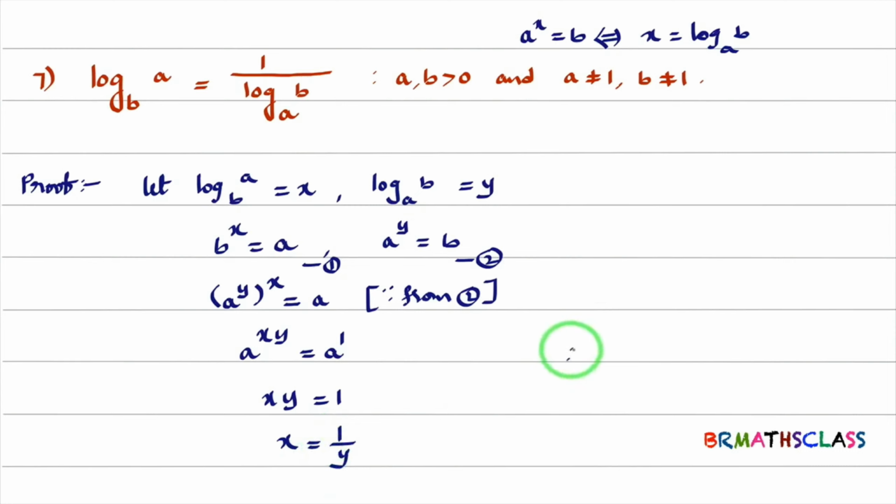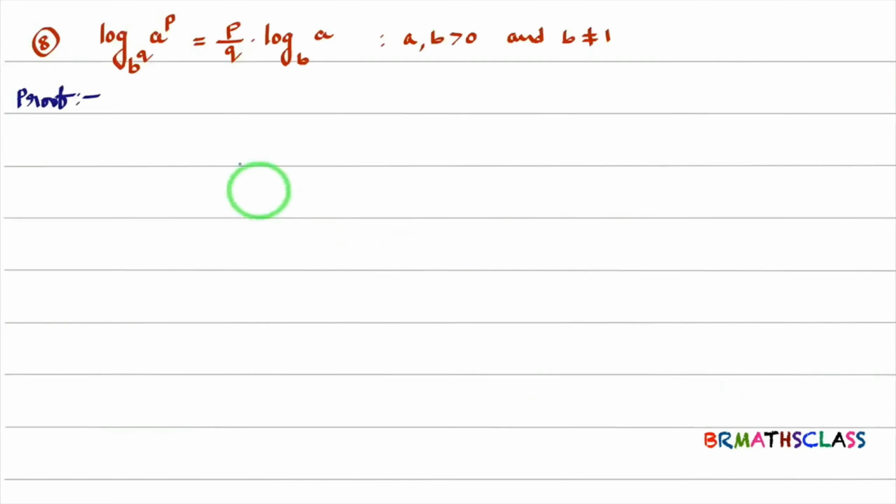So I'll conclude. Therefore, you see x. What is x? x is log a base b, equal to 1 divided by y. What is y? y is log b base a. Hence, we proved the result. Log a base b can be written as 1 divided by log b base a. Okay. See this 8th property.